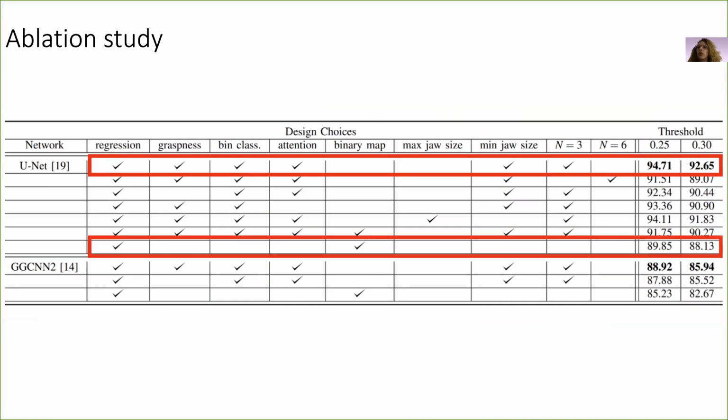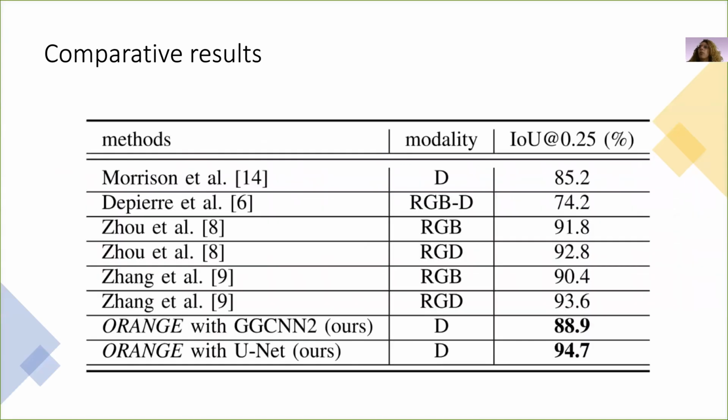While we can see that using binary maps over the soft quality maps produces 4% less accurate grasp predictions, while training the UNet in the way suggested by Morrison et al. succeeds only 89.85%. Compared to the other works on the Jacquard dataset, we can see that we gain the state-of-the-art performance under the ORANGE implementation.